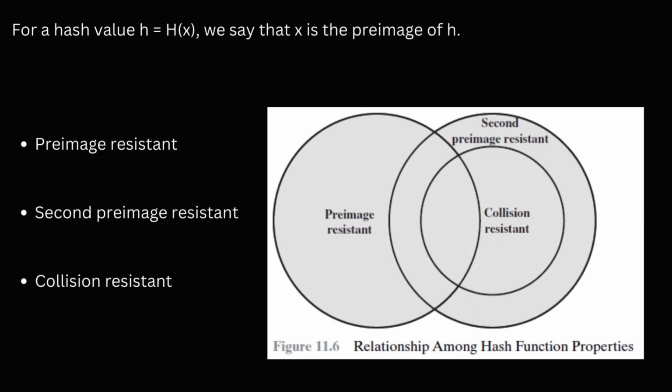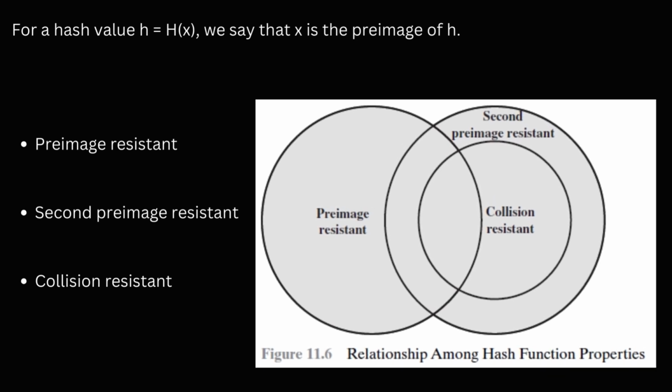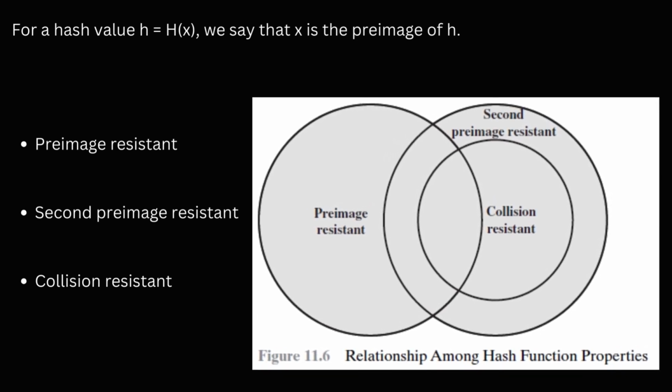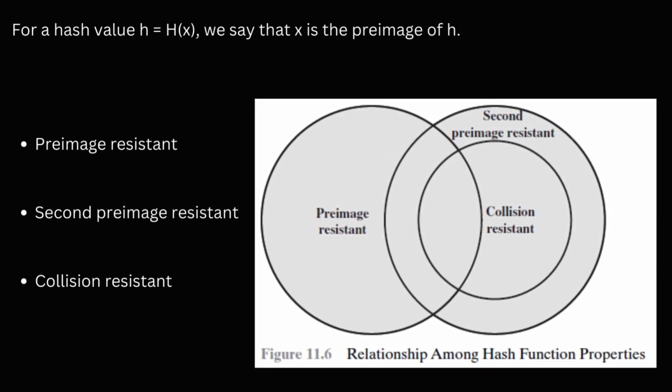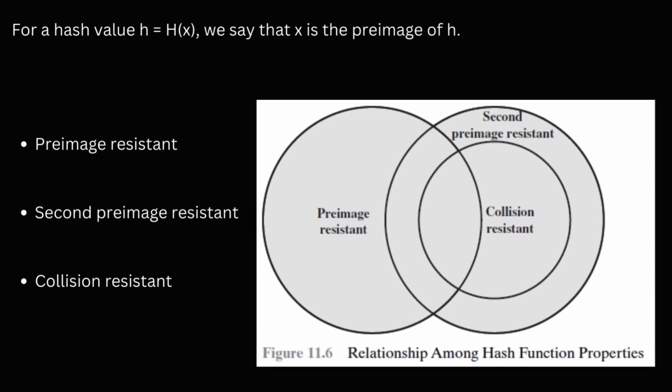If for any given hash value h, it is computationally infeasible to find y such that hash of y is equal to h, then h is preimage resistant. For any given block x, it is computationally infeasible to find y not equal to x, with hash of y equal to hash of x, then the hash function is second preimage resistant.